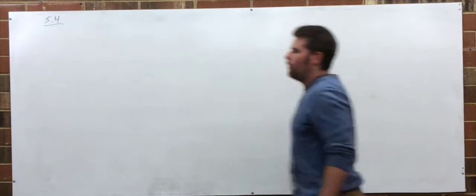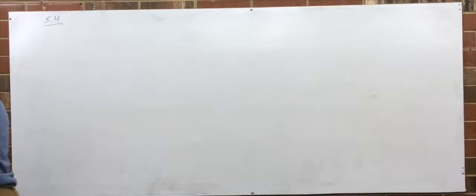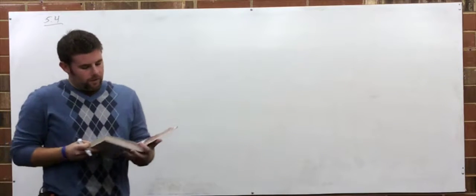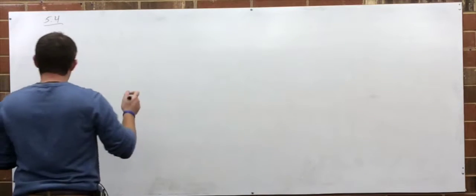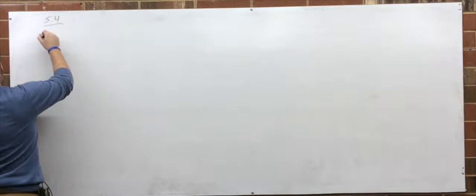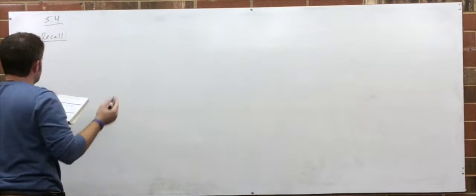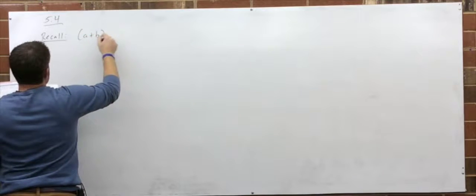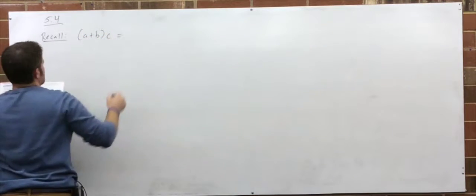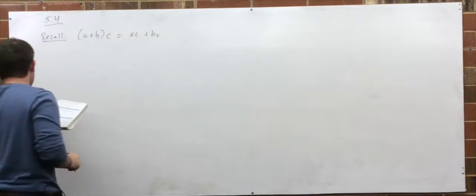Alright, section 5.4. This is multiplying binomials. The gist behind this lesson is the FOIL method. So let's look at this. Recall, and this is your rule, it's the distributive property. If you have A plus B times C, that distributes into AC plus BC.